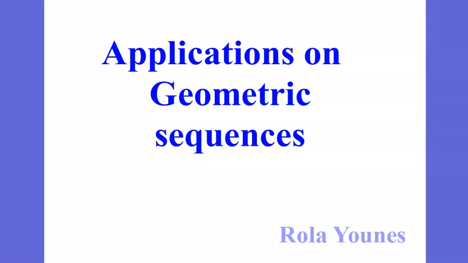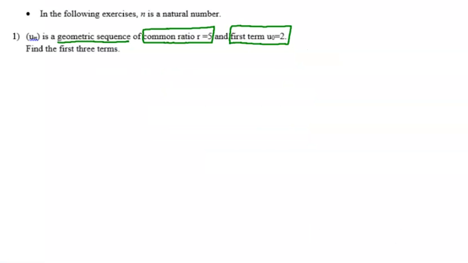Hello, today we'll see some applications on geometric sequences. First question. Un is a geometric sequence of common ratio r equals 5 and first term u0 equals 2. We are asked to find the first three terms of this sequence.